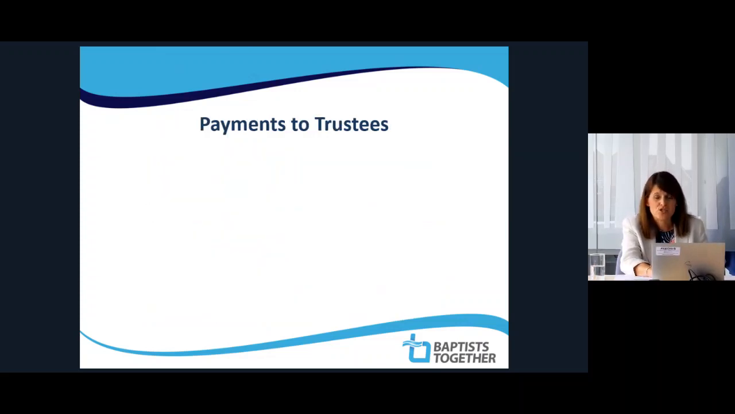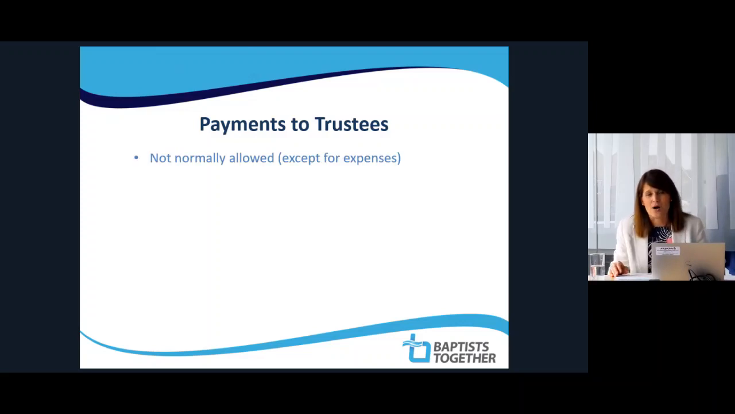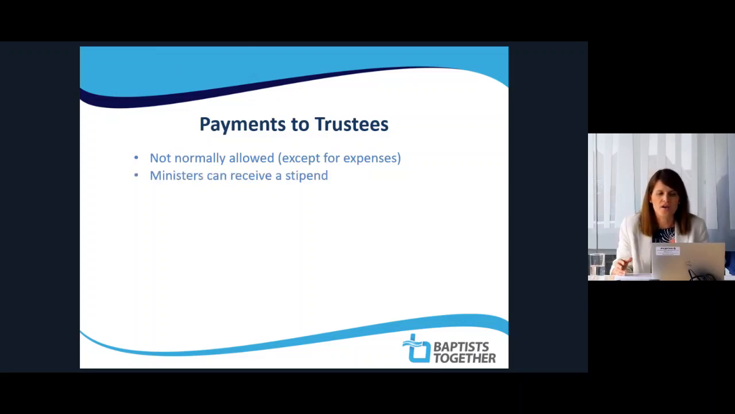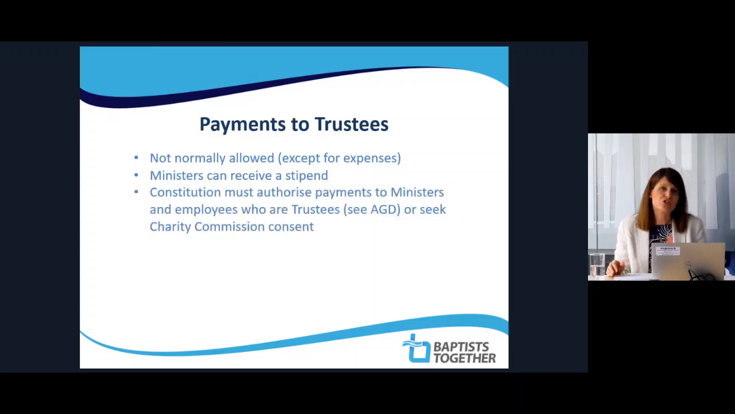And tied into this are payments to trustees. Now, it's not normally allowed for trustees to receive payments other than, of course, expenses for travel or whatever other expenses they may have incurred on behalf of the work that they're doing for the charity. That's fine. And of course, ministers will invariably receive a stipend in your church, and they are, of course, a charity trustee. So what do we do in that situation? Well, your constitution should authorise payments to ministers and to any employees who are charity trustees. And I would refer you to the approved governing document, which is the AGD on the slides, to have a look at the clauses in that governing document. And if there are no provisions in your constitution, then you will invariably have to seek the consent of the Charity Commission where you want to make payments to charity trustees.